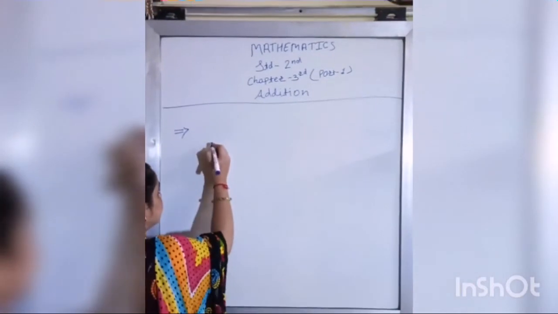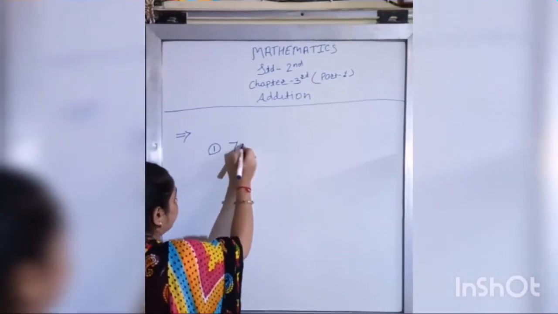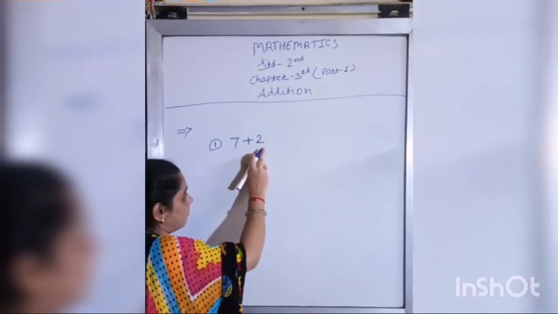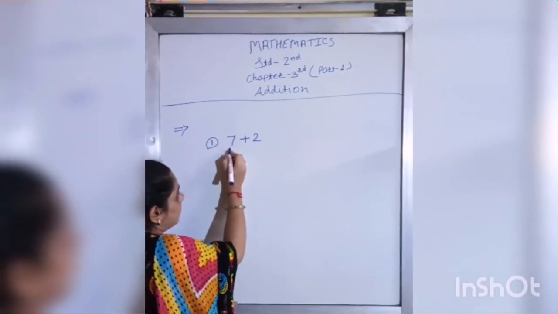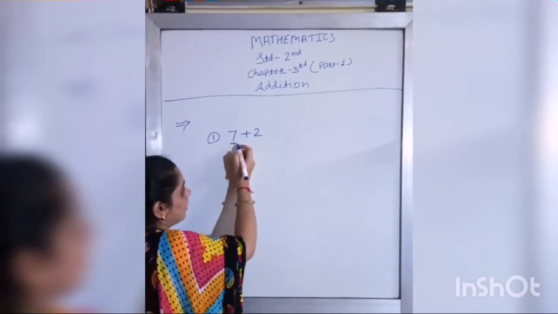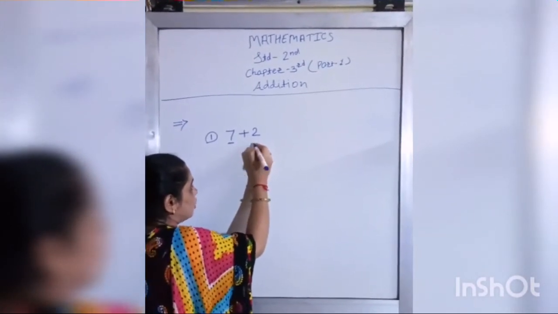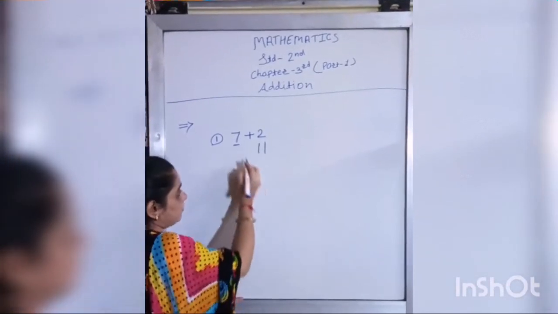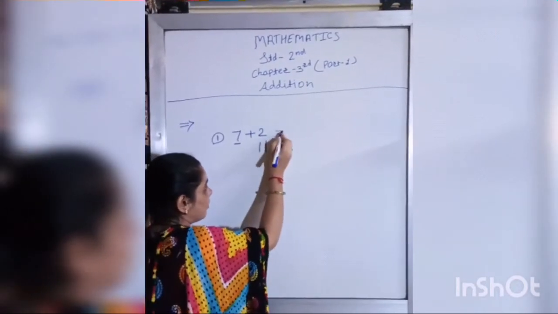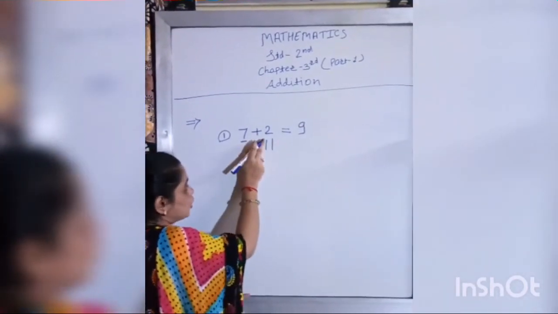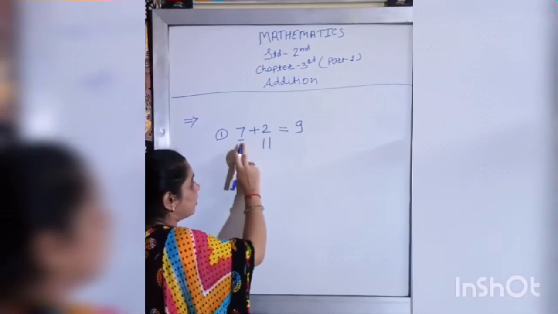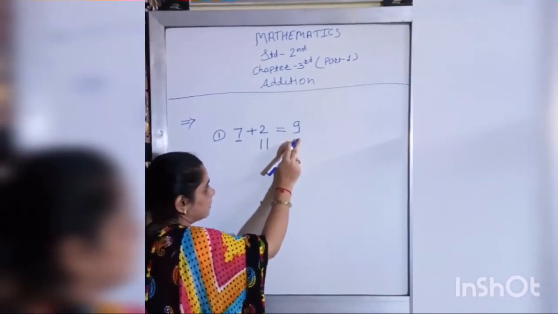See some more examples. 7 plus 2. We have to add 7 plus 2. Which is the big number here? 7. So keep this 7 in mind, and the next number is 2. Draw 2 lines. Count after 7. 7, 8, 9. So when we add 2 in 7, we get answer 9. The sum of 7 plus 2 is 9.